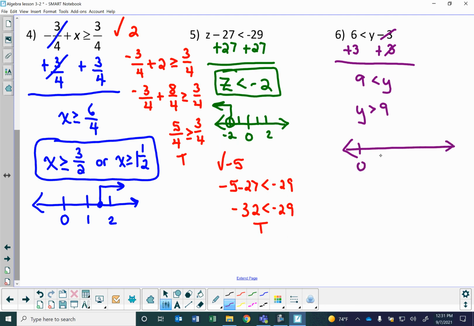I'm going to go 0 here, 5, 10. 9 should be right in front of 10, so it's greater than 9, so I'm going to put an open circle at 9 and a line that goes to the right.